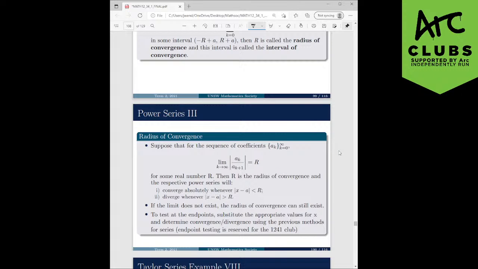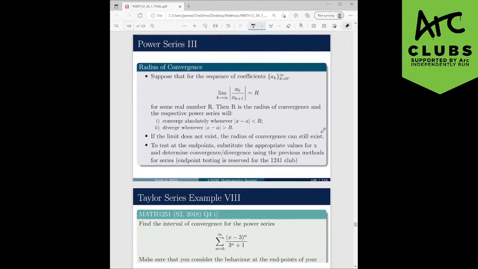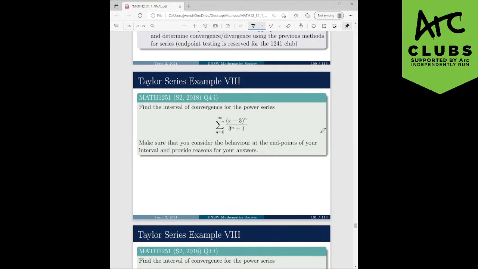Now, this is also reserved for 1, 2, 4, 1. So if you're in 1, 2, 3, 1, ignore that last dot point. That's all you need for the top stuff. But also don't ignore the last dot point, because don't you want the secrets of mathematics.